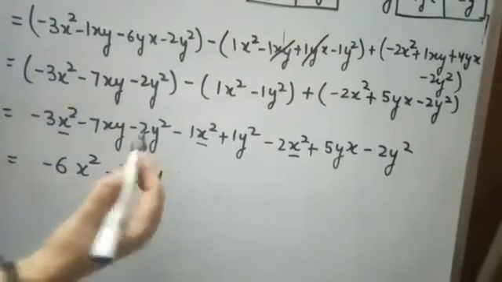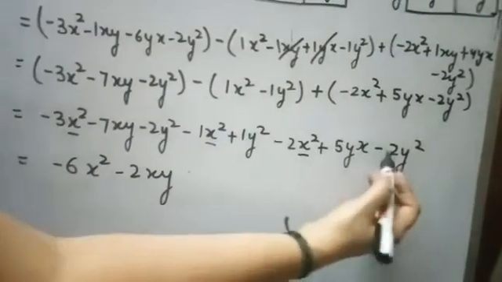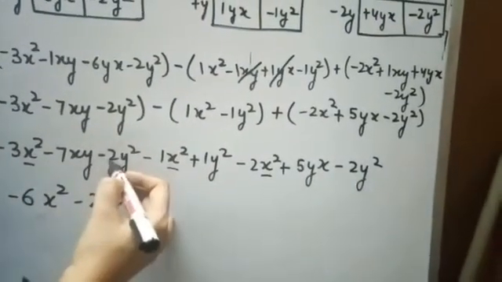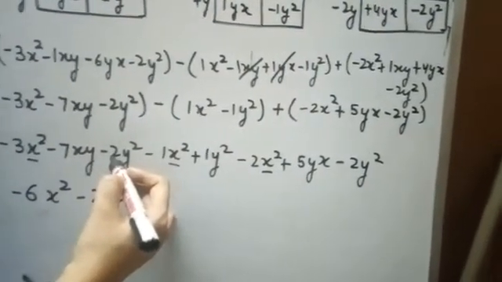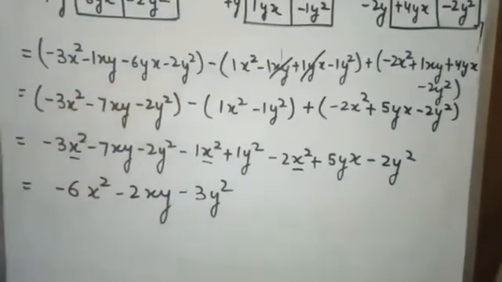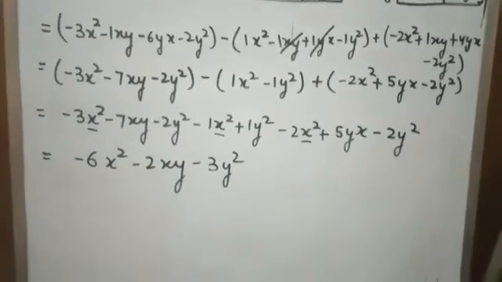Now look out for y square. Minus 2, plus 1, minus 2. So we will move according to the rules. Minus 2 minus 2 will become minus 4 because both are negative. And then plus 1. Minus 3y square. So in this way we have solved this question.